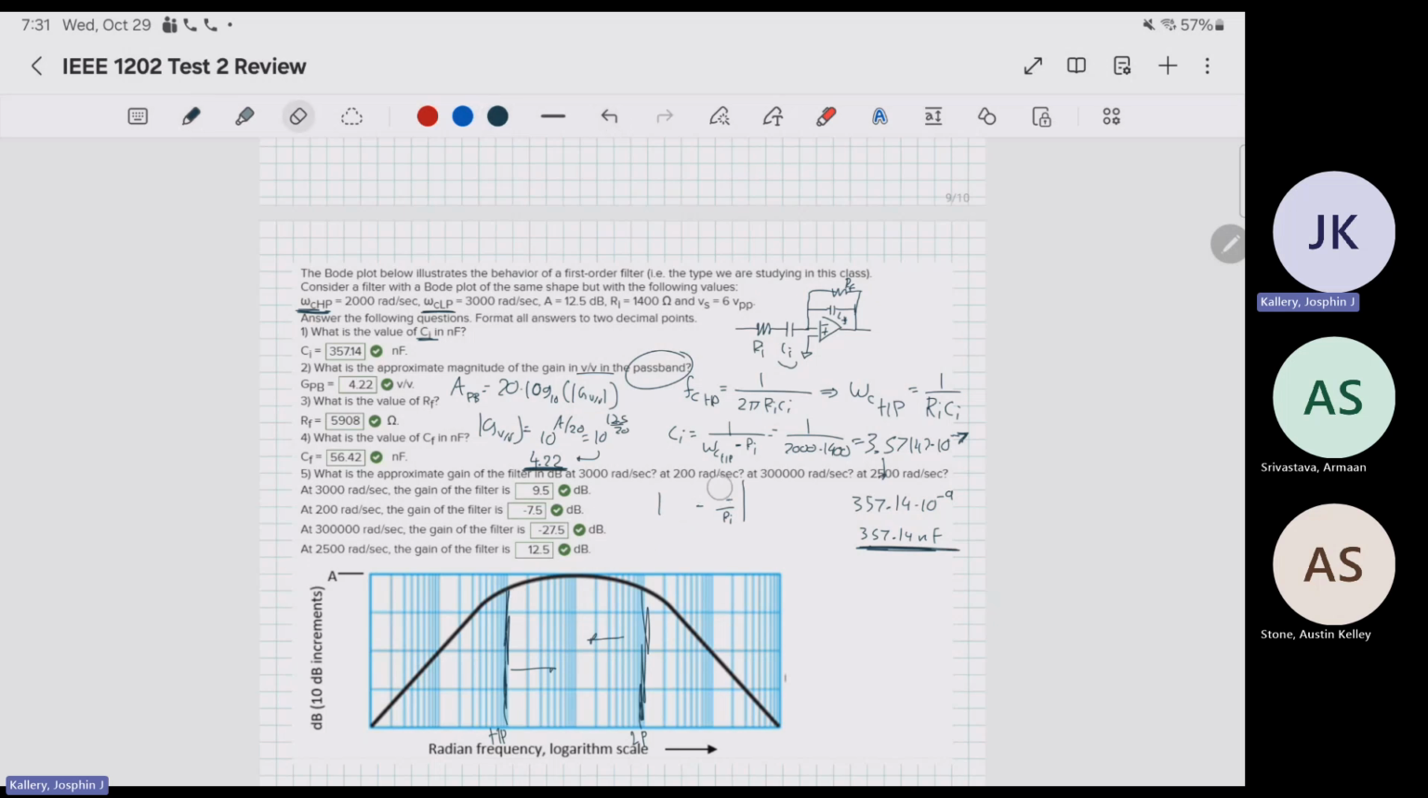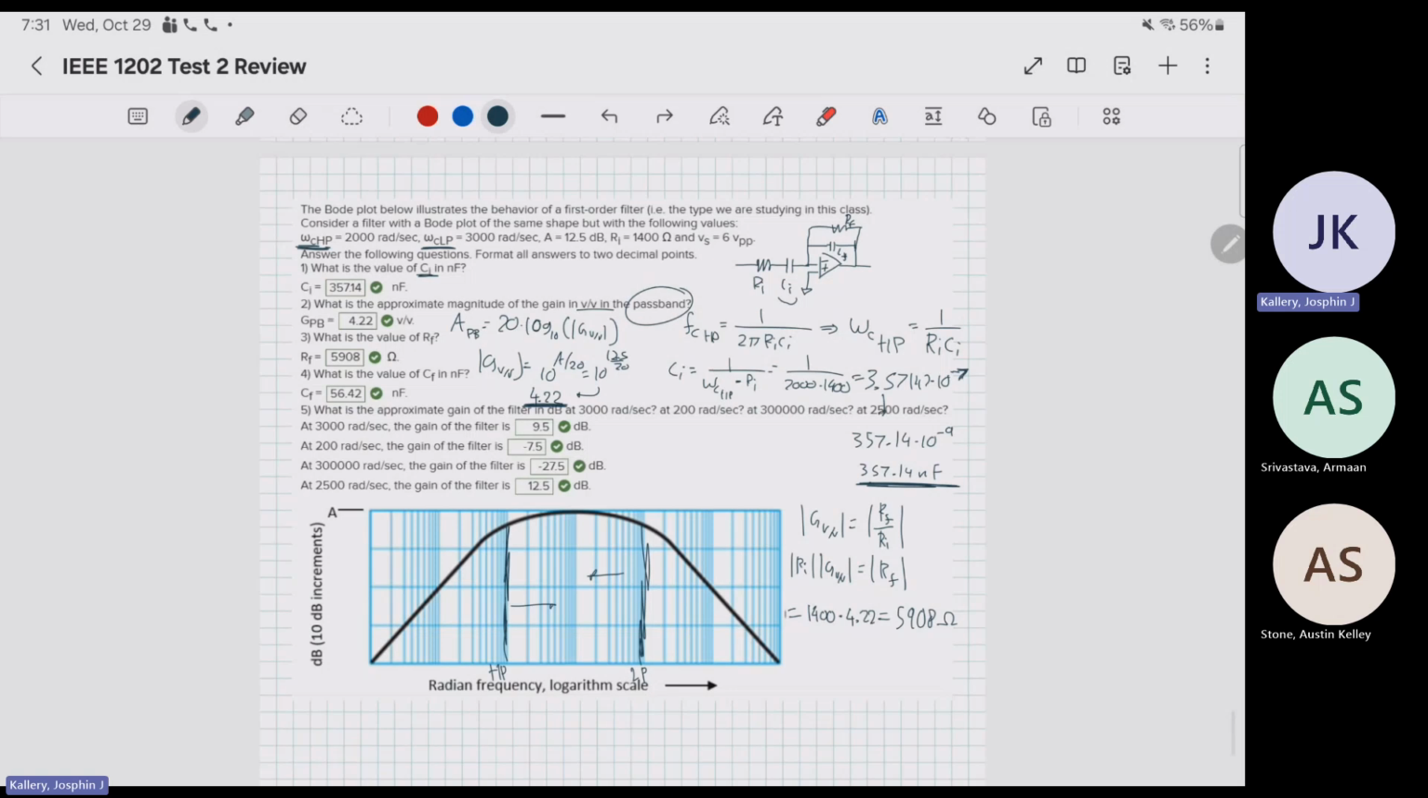Actually, let me do this down here, just so I save space for something else. So gain volts over volts equals RF over RI. So RI times gain volts equals RF, which equals 1400 times 4.22. That's 5908 ohms. So you find that this is actually correct.